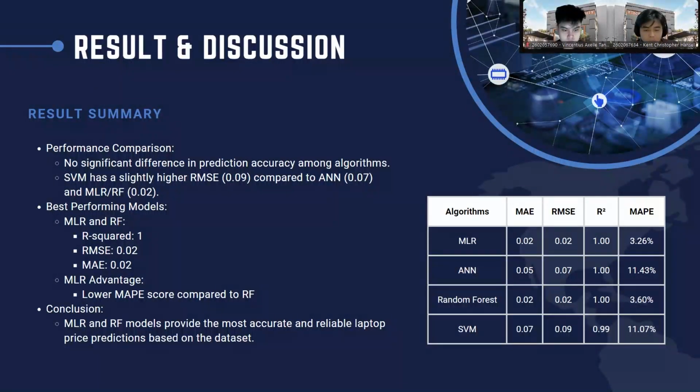Both models achieved an R squared value of 1, indicating a perfect fit to the data. They also had the lowest RMSE and MAE values, both at 0.02, highlighting their superior accuracy in predicting laptop prices. Among these two top performing models, the MLR had an additional advantage of a lower MAPE score compared to the RF model. In conclusion, the multiple linear regression and random forest models provide the most accurate and reliable predictions for laptop prices based on our dataset.